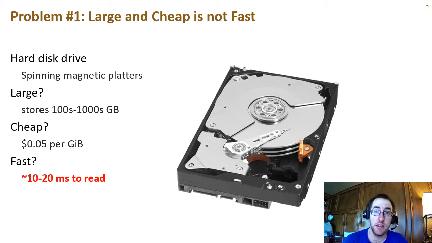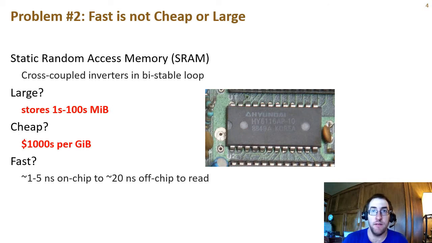Modern hard disks are in the terabyte range. They're inexpensive. They cost about 5 cents, 5 pennies per gigabyte, give or take. But they're not fast. It takes about 20 milliseconds to read or write to the hard disk, and that's much slower than the processor runs.